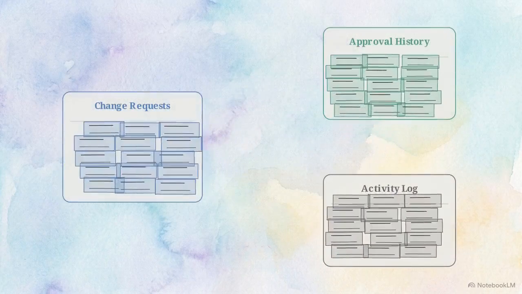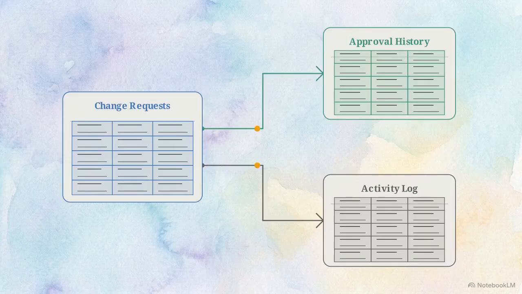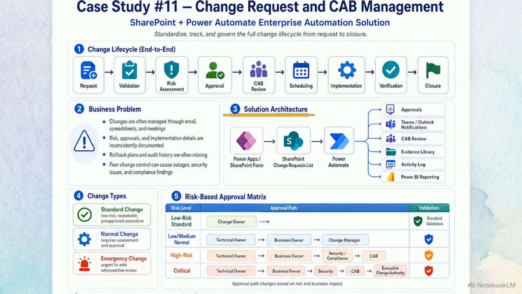To build this foundation, we utilize SharePoint as a relational database engine, replacing flat spreadsheets with structured, linked data tables. This section of the solution architecture maps the core data flow. Information moves from the Power Apps intake form directly into the primary SharePoint change requests list. We also separate the data by maintaining distinct lists for approval history and the change activity log.